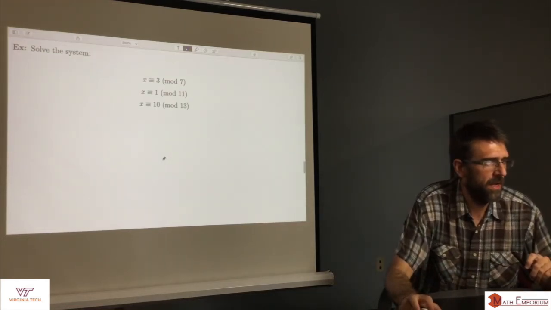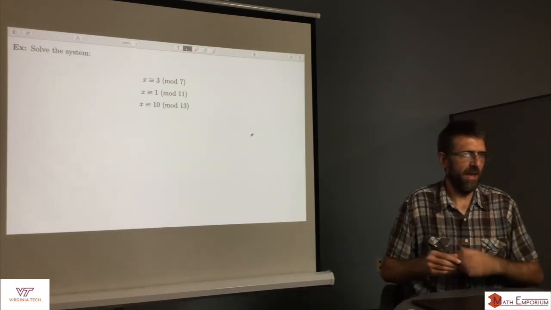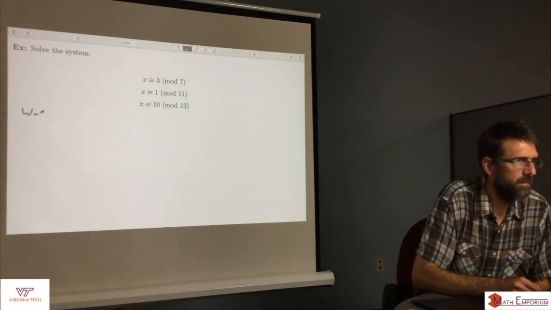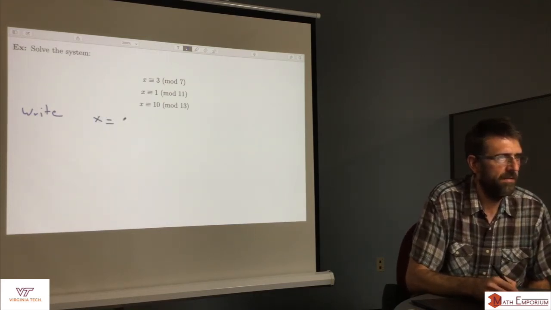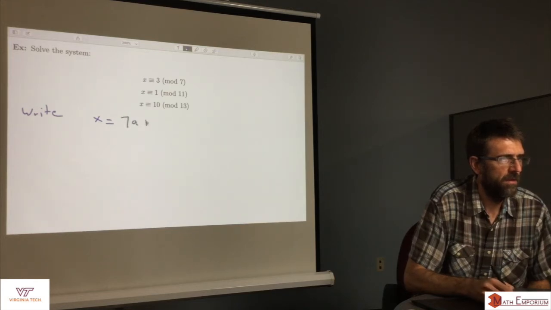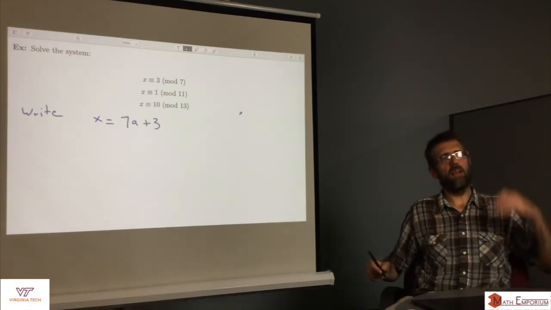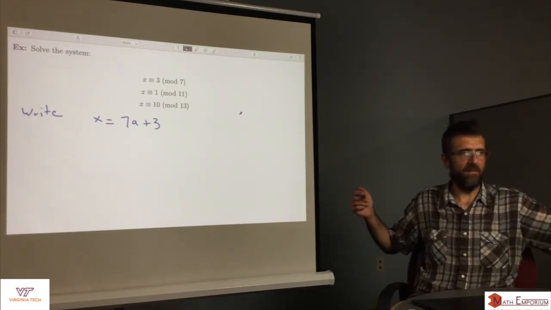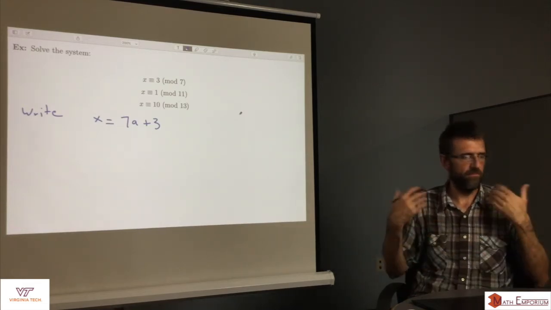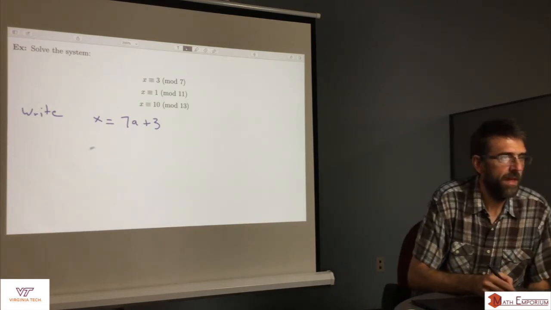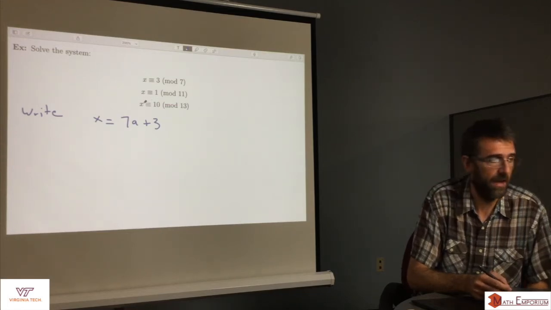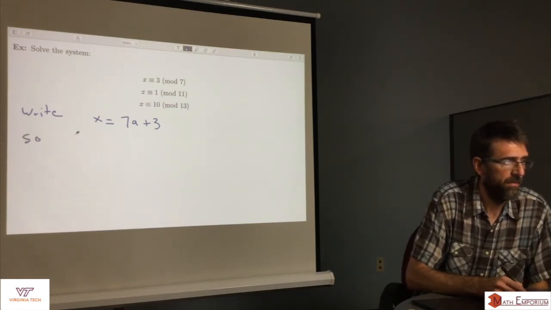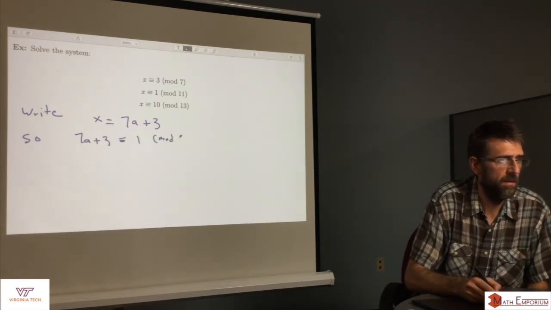All right, so first thing I'm going to note here is that if x is congruent to 3 mod 7, that means I can write x in a particular form, and I'm going to write it as 7a plus 3. So if x is congruent to 3 mod 7, I have to be able to write it as an integer multiple of 7 plus 3. Then I'm just going to take this form for x and substitute it into that second congruence. So 7a plus 3 is congruent to 1 mod 11.